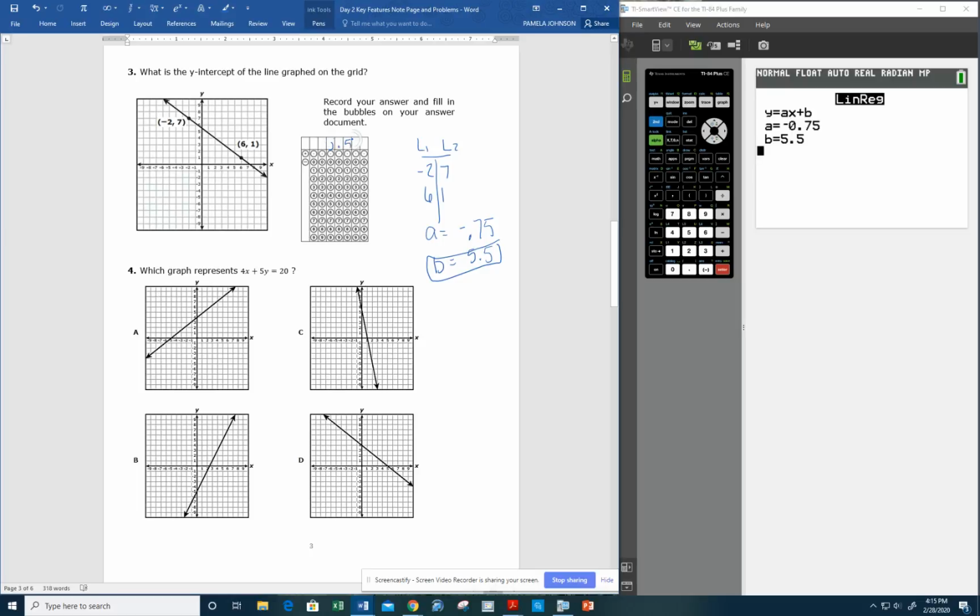And it doesn't matter where you put your 5.5. Just once you start writing it in and bubbling it, don't skip any columns.